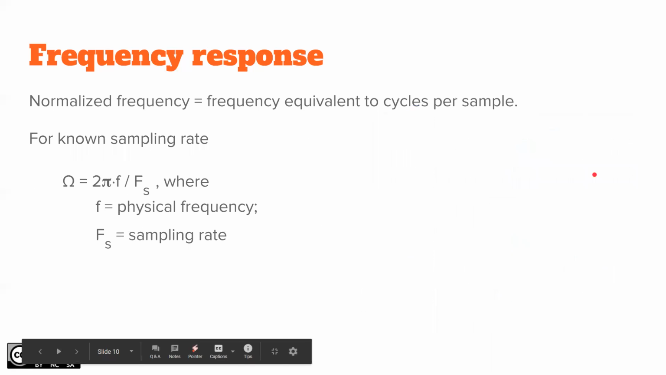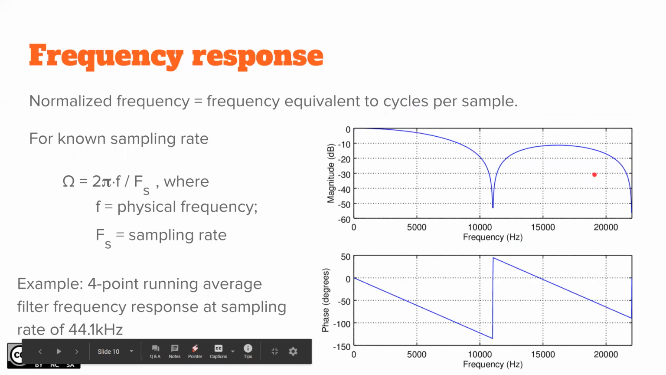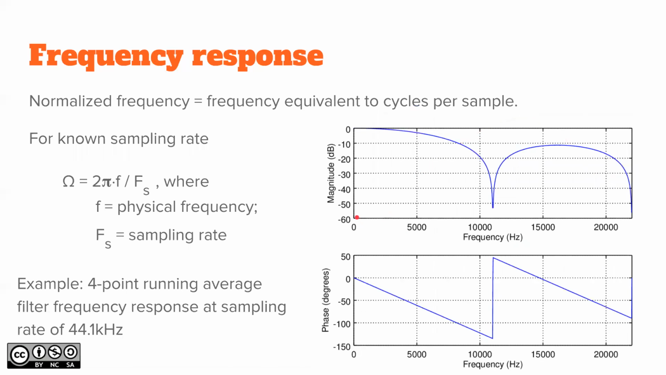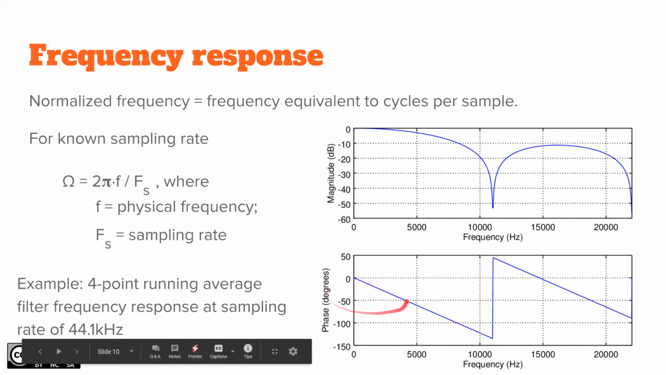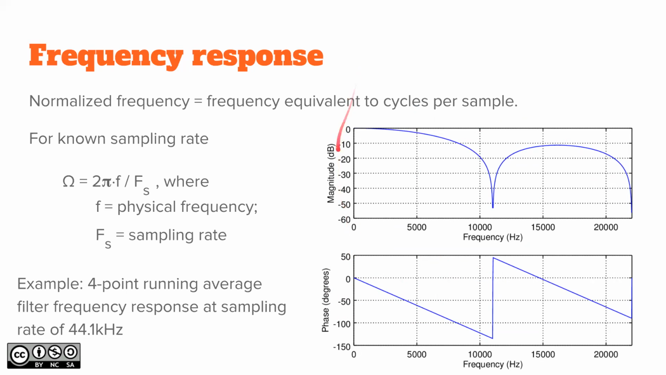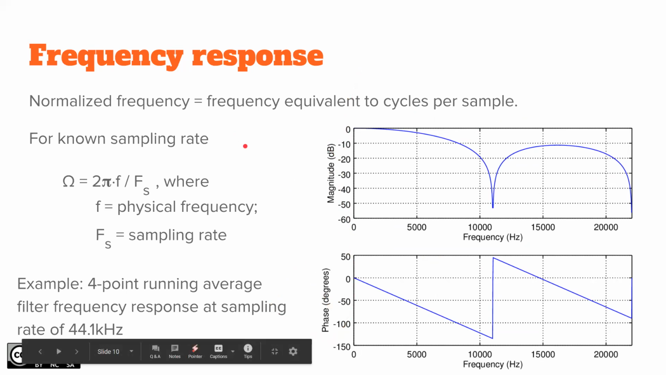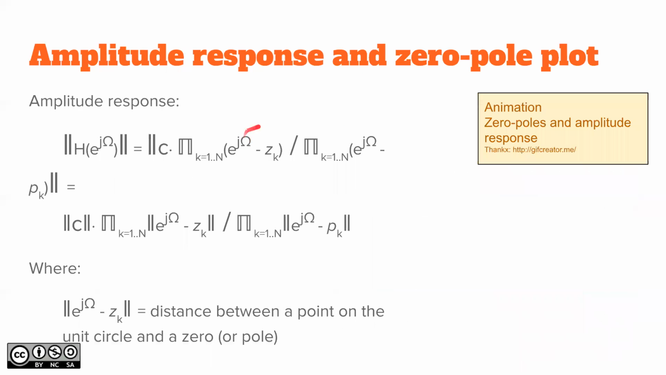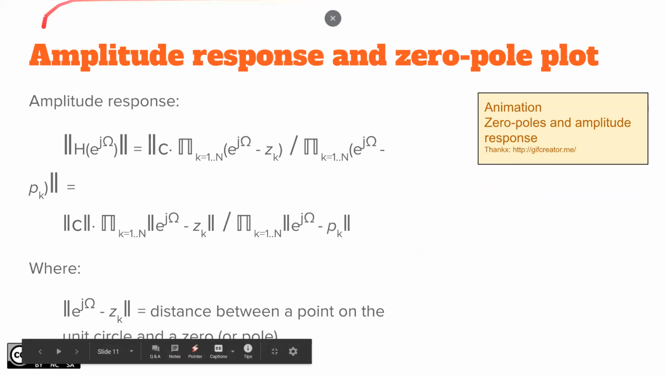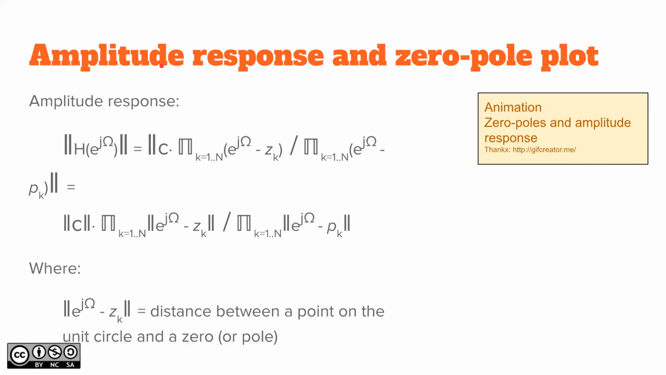Okay, let's go back here. So for the frequency response, it is enough to draw the frequency response from 0 to the sampling rate divided by 2, which is the Nyquist rate. Okay, and then we have also this phase response. So magnitude response and phase response. Okay, amplitude response and zero-pole plot.